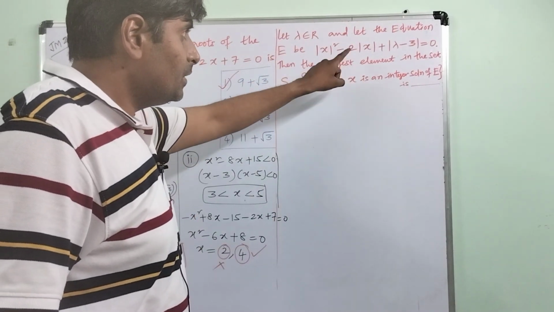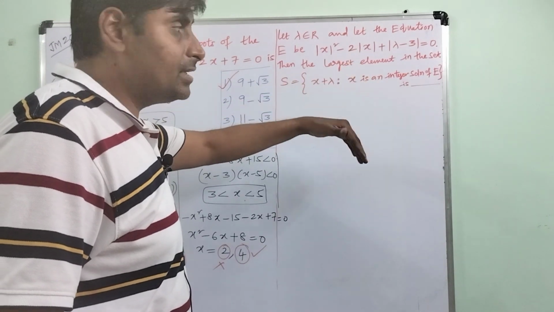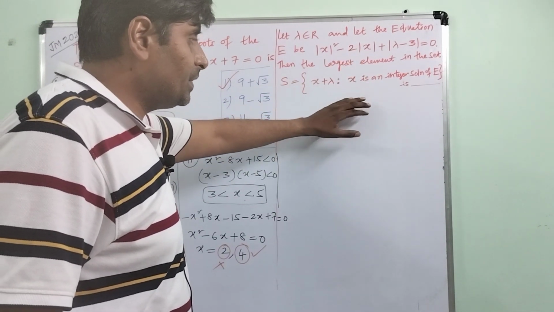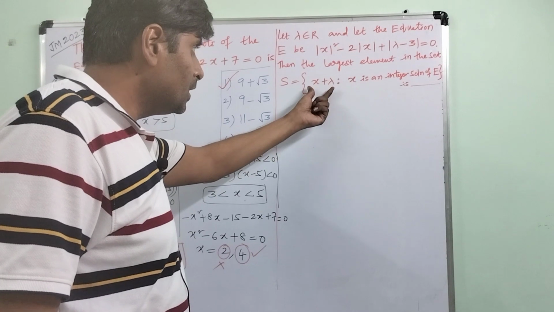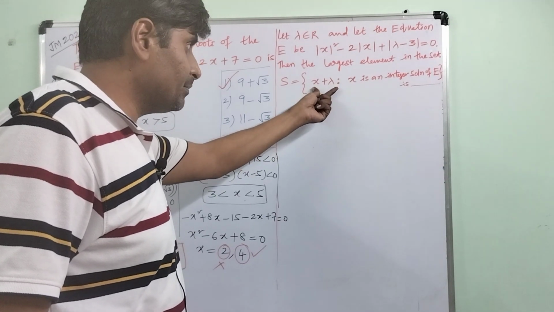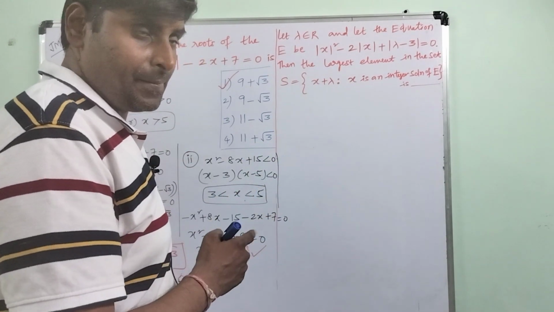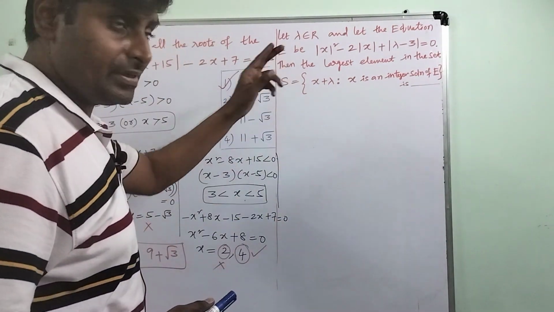Whatever integral solutions we get for that equation, from those possible solutions we are going to find the greater value of x plus lambda. Alright, let us go for solving this first.